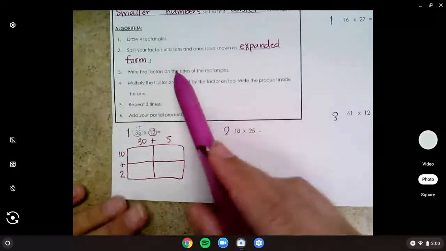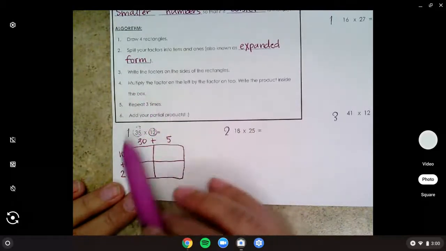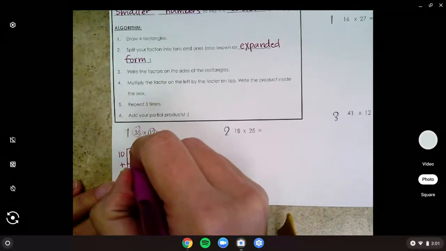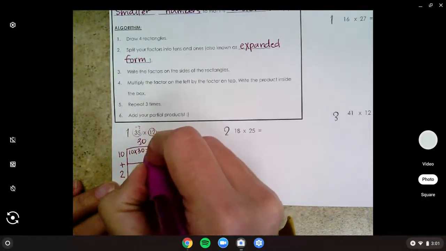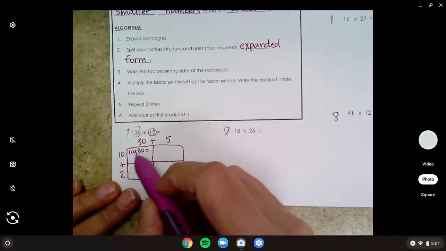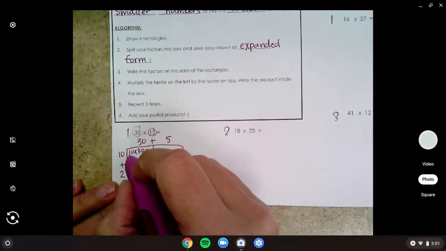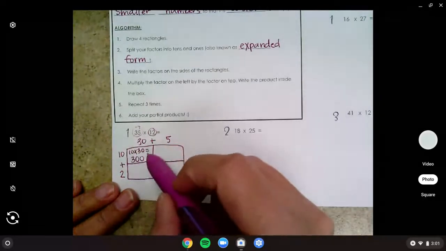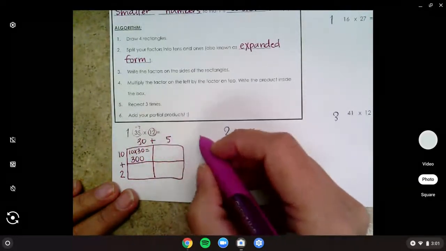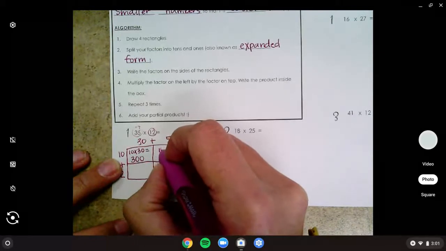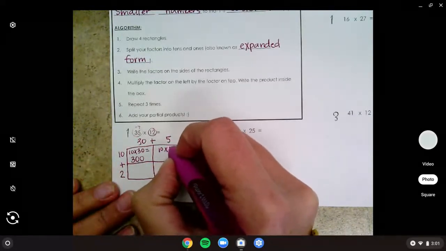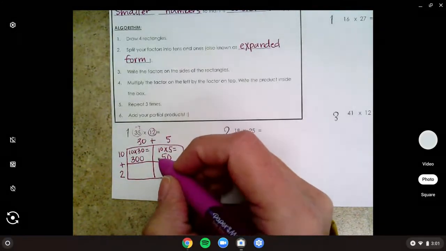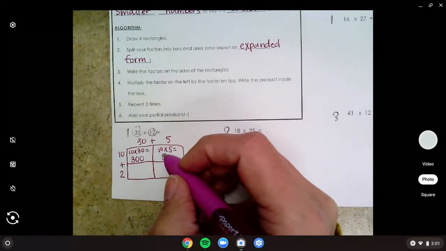All right, now what we do is multiply the factor on the left by the factor on the top. And I like to write my multiplication fact inside to help me remember what I'm doing. 10 times 30, well, 1 times 3 is 3, and add 2 zeros whenever we're multiplying by 10. All right, then I come over here and I have my left 10 times what's up top, 5. And that gets us 50.